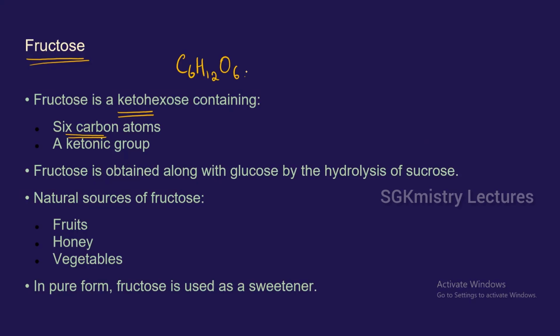Okay. And how do we get fructose? This I've already explained when I was explaining the manufacture of glucose. So sucrose on hydrolysis will give equal amounts of glucose as well as fructose. So for the manufacture of fructose also, you're going to write the same answer, that is hydrolysis of sucrose. Now, again, it is a natural monosaccharide. It is found in fruits, in honey, and also in vegetables. And also it is used as a sweetener.